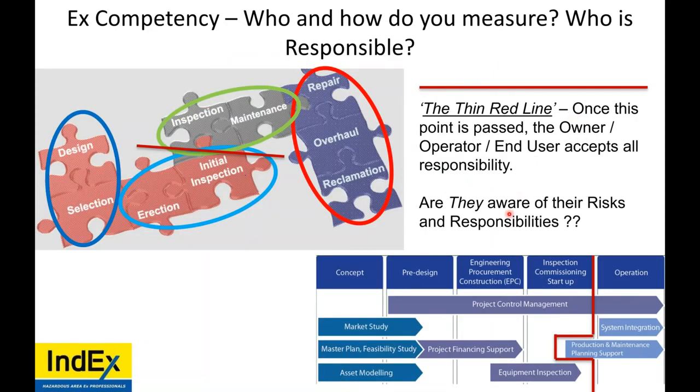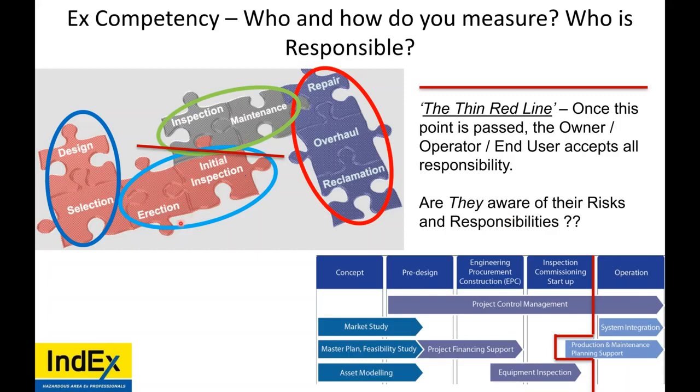So when we talk about Ex competencies, who and how do you measure Ex competency? And ultimately, who is responsible for this? Well, we define it as the thin red line. Once this point is passed, it now becomes the owner and operator or end user's responsibility for all of this.